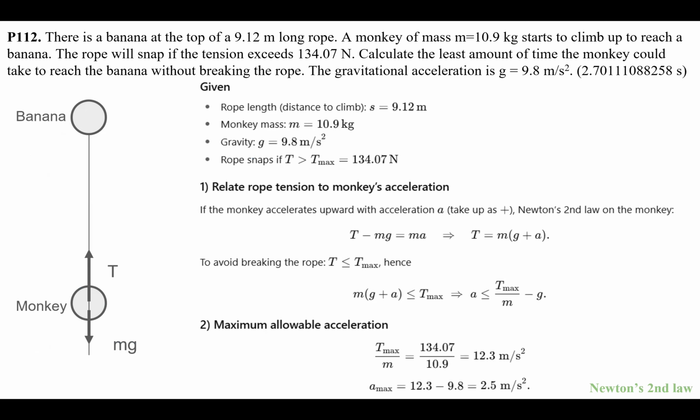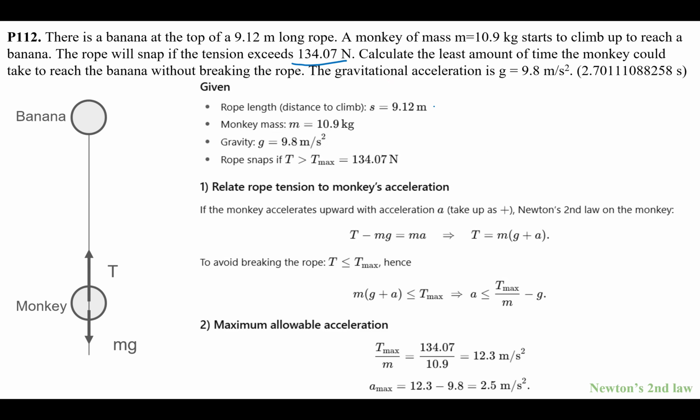Another one: there is a banana at the top of a long rope. A monkey of mass m starts to climb up to reach the banana. The rope will snap if the tension exceeds this value, T max, in Newtons. Calculate the least amount of time the monkey could take to reach the banana without breaking the rope. The gravitational acceleration is given like this.